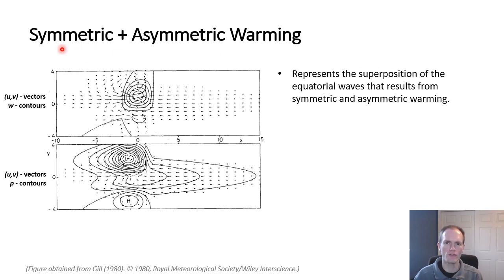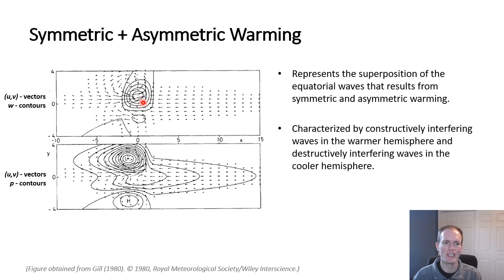Recall that our symmetric warming solution had the combination of a Kelvin wave and an n=1 equatorial Rossby wave, specifically the cyclonic half wavelength of that. And then for the asymmetric warming, we had low over high in the northern over the southern hemisphere half wavelengths for the mixed Rossby gravity wave and the n=2 equatorial Rossby wave. And so the combination of all 4 of those waves gives us the solution that we see here.